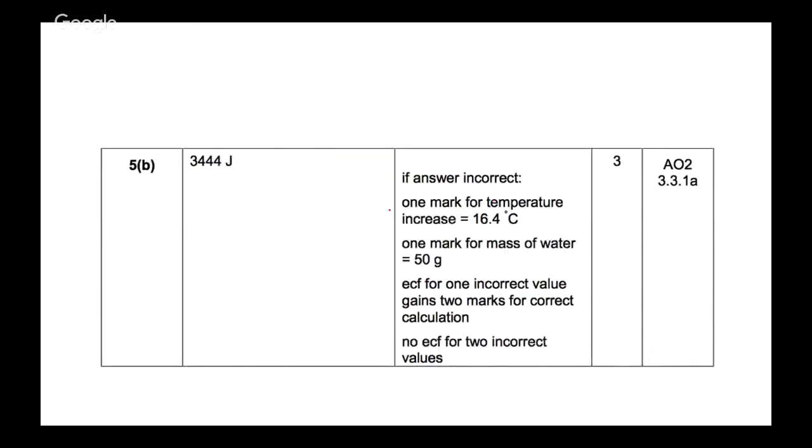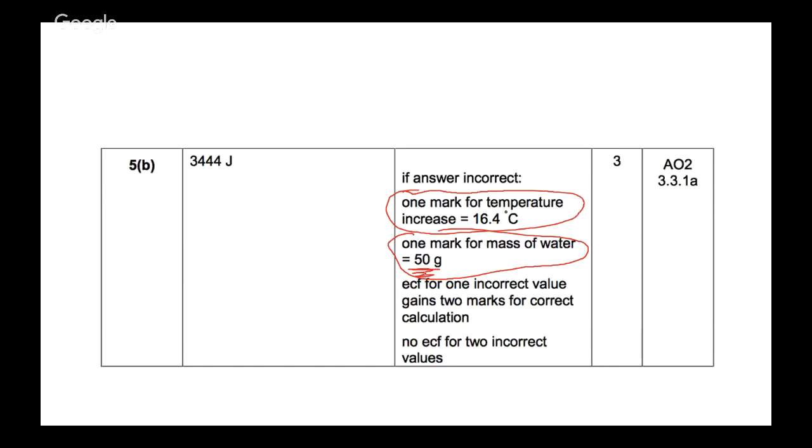If you don't put any work in, you're at risk of not getting any marks, but look carefully where they will give you a mark. If you don't get the answer right, you can still get a mark for working out the temperature increase or for writing down that the mass of the water is 50 grams. Okay, so just bear that in mind. Don't just leave it blank. Still try and get a mark if you do get stuck by doing those couple of things.